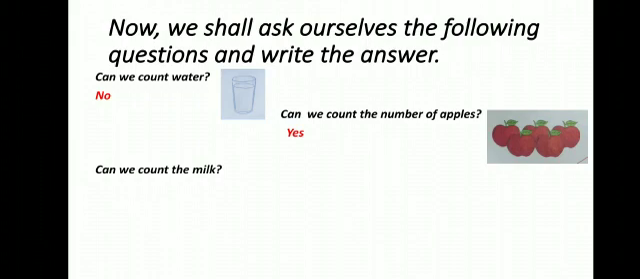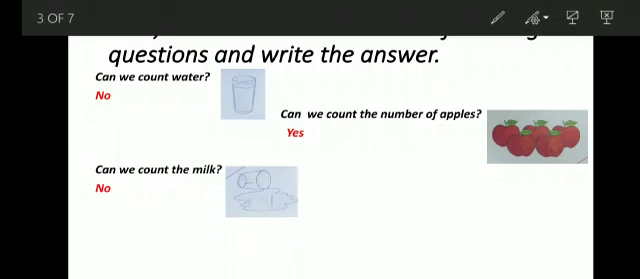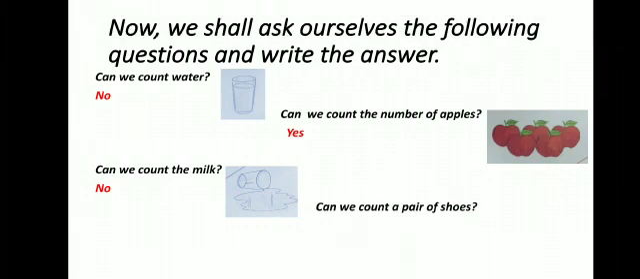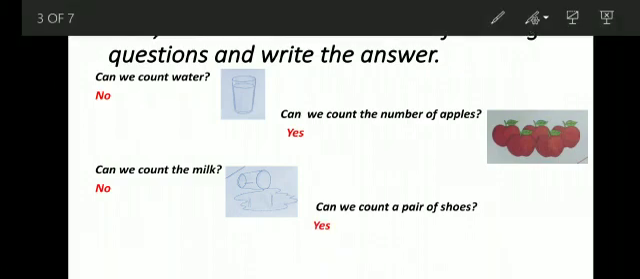Can we count the milk? No. If it is in the glass or in the bag, so we can say it is a glass of water or like this. But if the milk is spread or only if it is about milk, then we can't count the milk. Can we count the pair of shoes? So yes, we can count the pair of shoes.